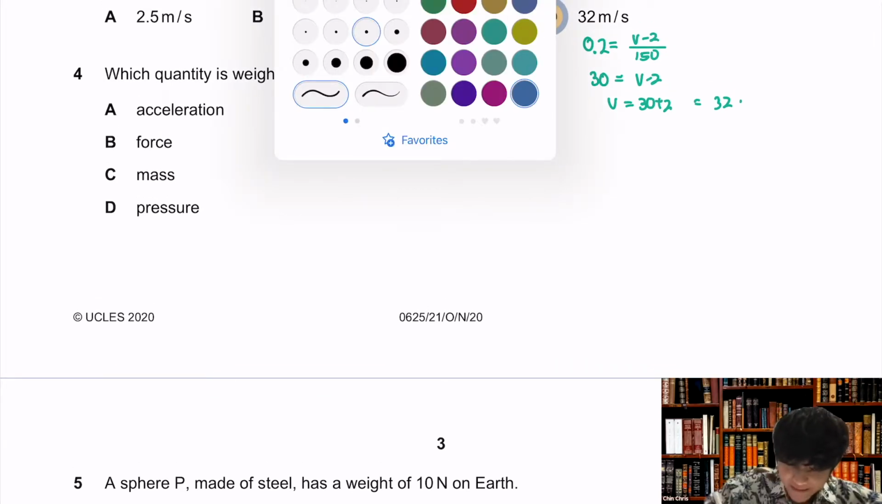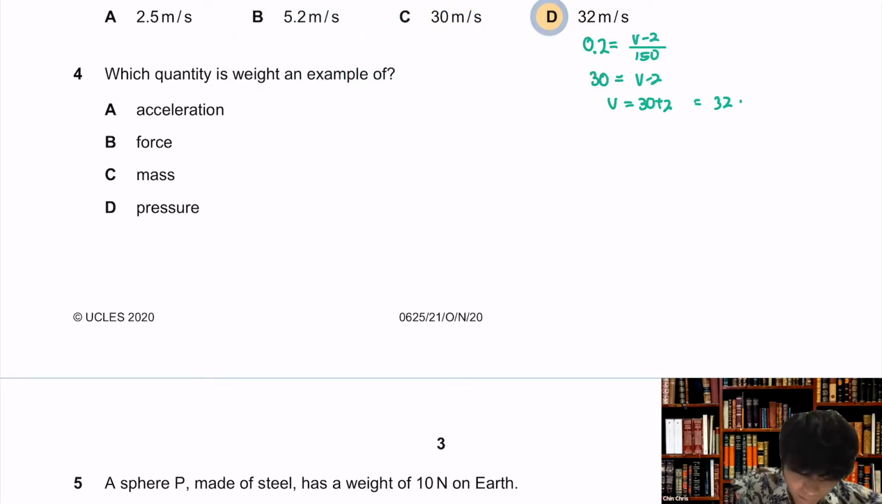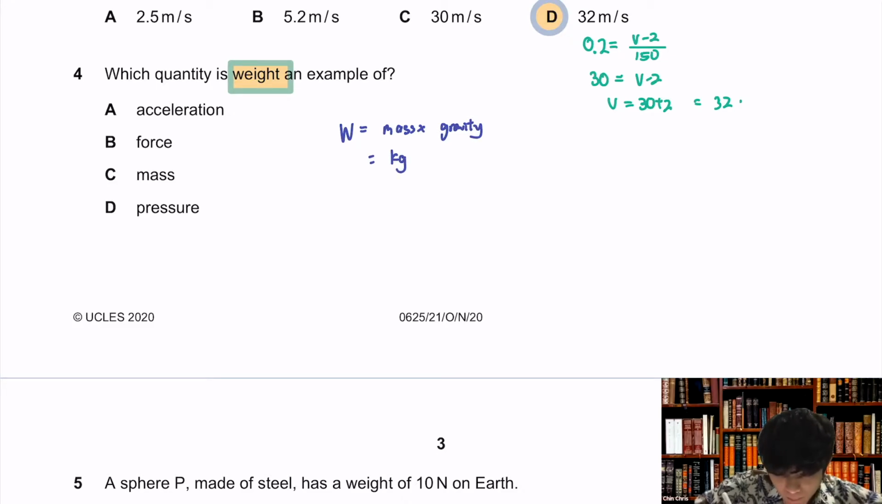Next, which quantity is weight an example of? Remember, weight is a type of force. Why is it so? Because weight is equal to mass multiplied by gravity, having a unit of kg meter per second squared, which is also equal to Newton. So the answer is force. Nothing difficult, right? So far, so good.